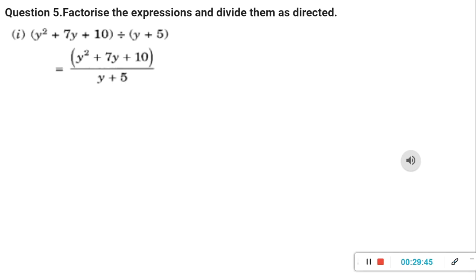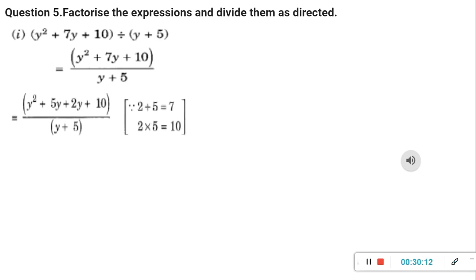So let's see. First we have to factorize y square plus 7y plus 10. We know that it will not fit our first and second identity. So it fits only our fourth identity, that is x plus a into x plus b. Here x square means y square. But what are a and b, that we have to find. We should get a plus b equal to 7, and a into b equal to 10. So a we can take as 5 and b as 2, since 5 into 2 is 10 and 5 plus 2 is 7.